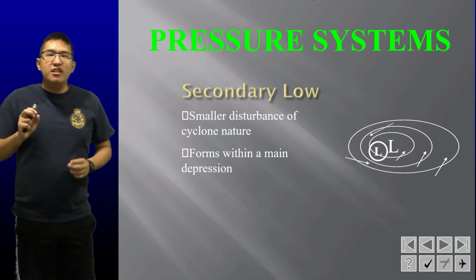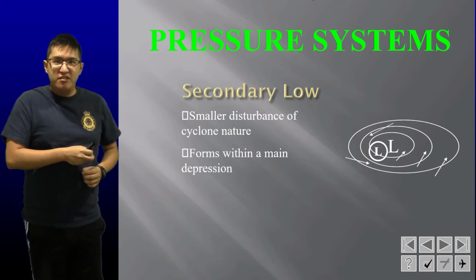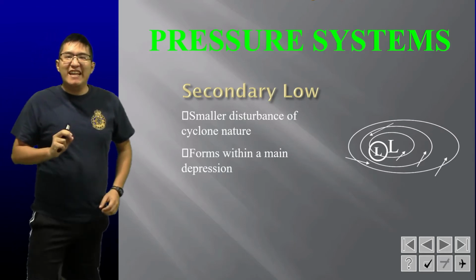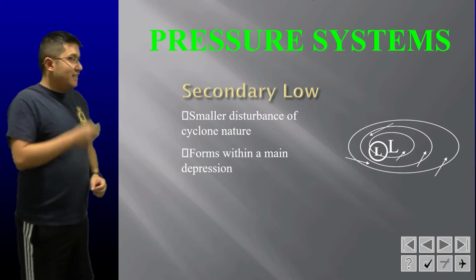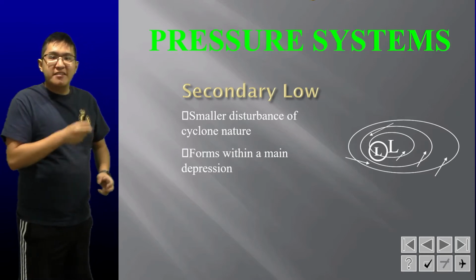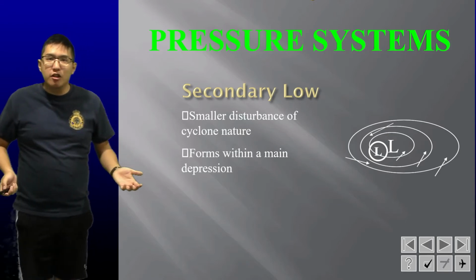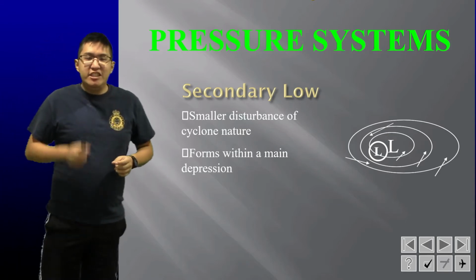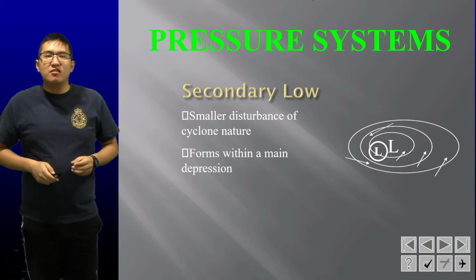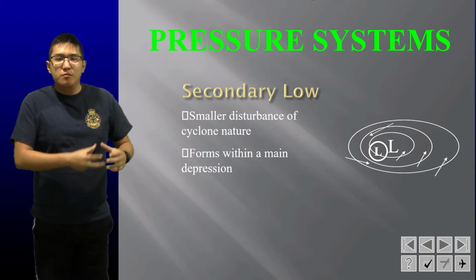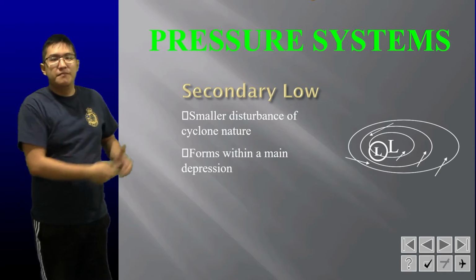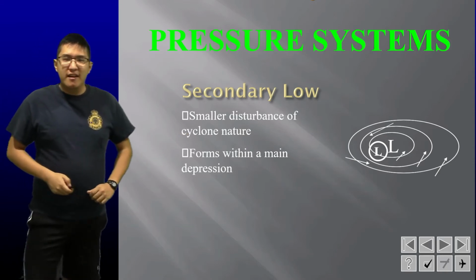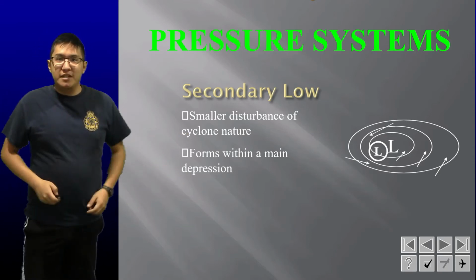Okay. Another thing we may have inside of the pressure system is what is known as a secondary low. Right? This is a smaller disturbance of cyclone nature. Again, remember cyclone is a low pressure system. These usually form within a main depression. So think of a low pressure system within another low pressure system. That's what a secondary low is. It doesn't really happen often, but it's there.